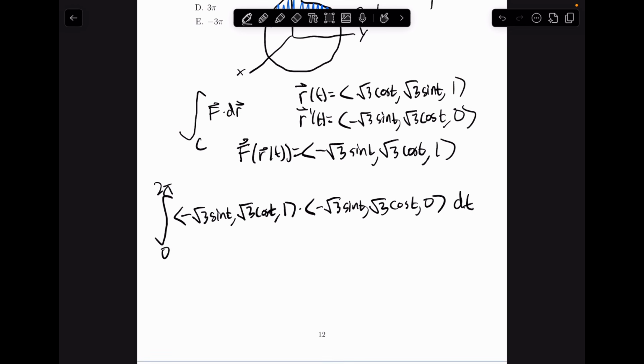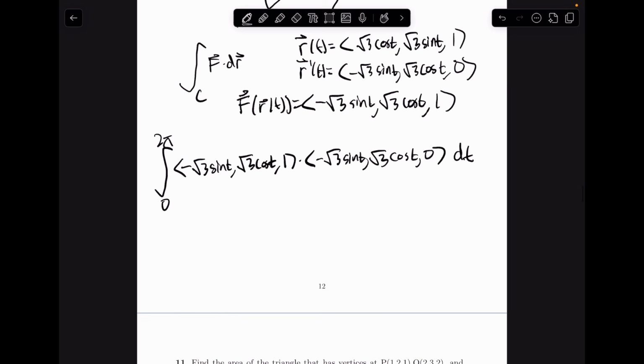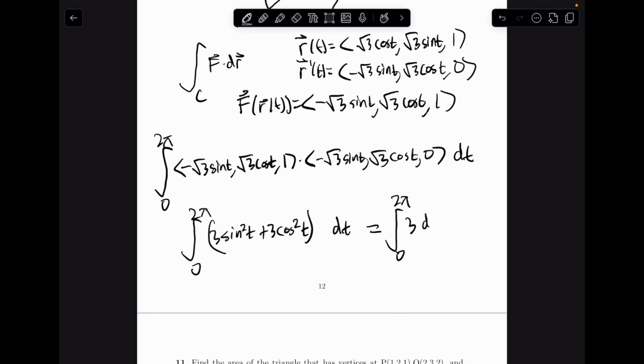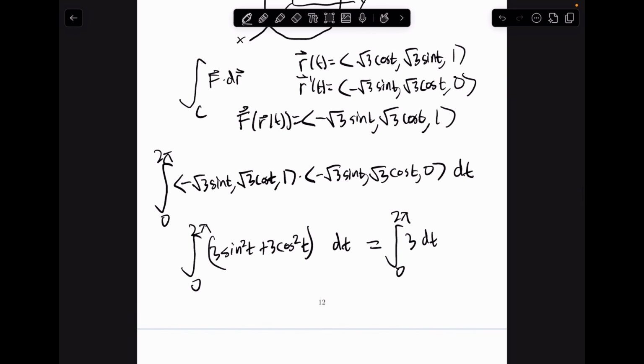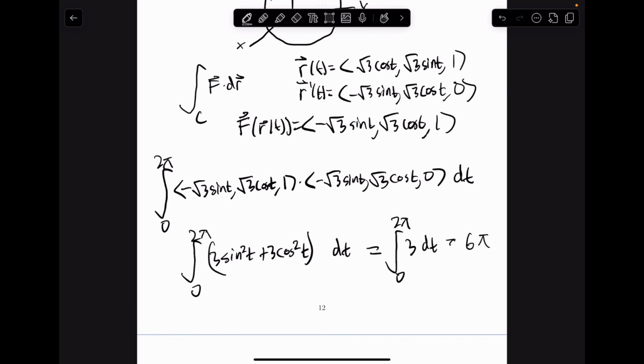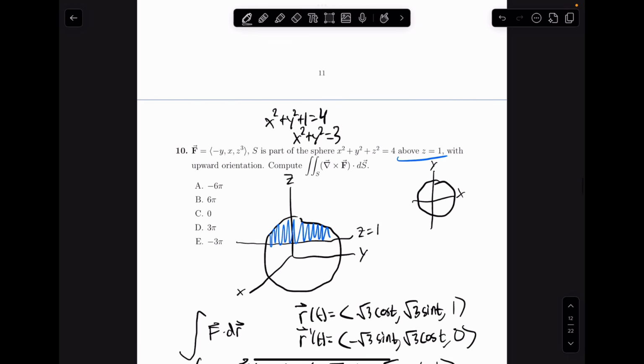Okay, nice. And I'm seeing some nice things going on at the dot product. The integral is going to be still 0 to 2 pi. When we multiply the first components, we're going to get 3 sine squared t, and then multiply the second components, we're going to get plus 3 cos squared t, and then plus 1 times 0 is 0, still dt. And this is nice because we can just use an identity. This is just equal to the integral from 0 to 2 pi of 3 dt, and that's pretty nice because that is equal to 6 pi. No complex integration needed there. And that is answer B.